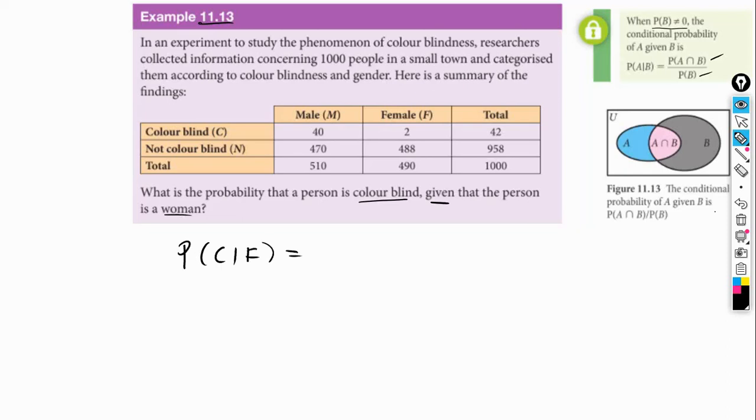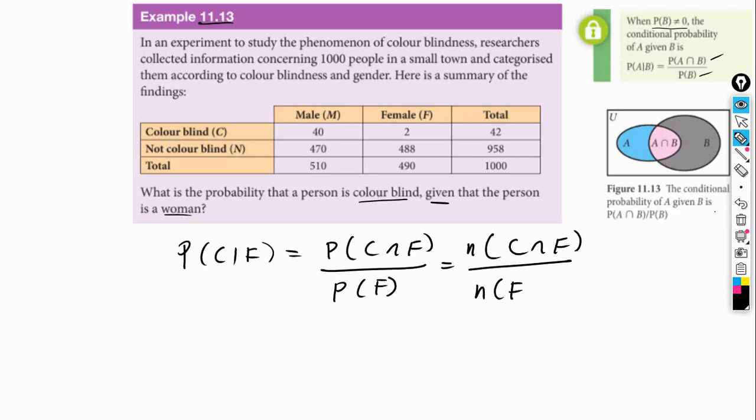So this is going to be the probability of the intersection of colorblind and female over the probability of it being a female. But notice that this is just the same as saying the number of events where we have a colorblind female over the total amount of females. And notice that it's going to be 2 because we have 2 females that are colorblind over the total number of females, which is 490. So this is going to equal 0.004.